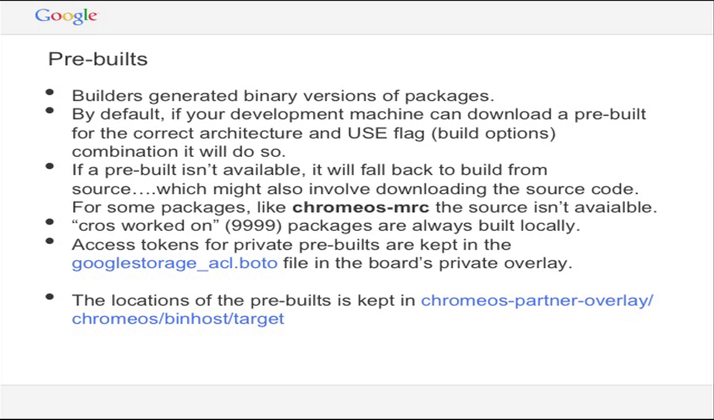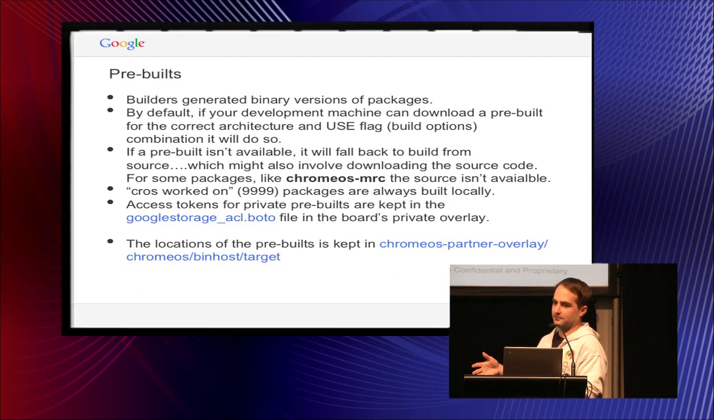That way you can continuously and successfully build your firmware even though you're missing some of the sources. Okay? And like I said previously, the 9999 builds are always built locally. That's kind of implicit to the Chrome OS build system. And whenever you're setting up a new overlay, the Google Storage ACL file is where the ACLs for this come from. So you basically have to have access to a private overlay to get these pre-builts.